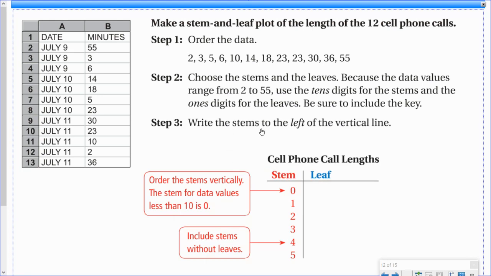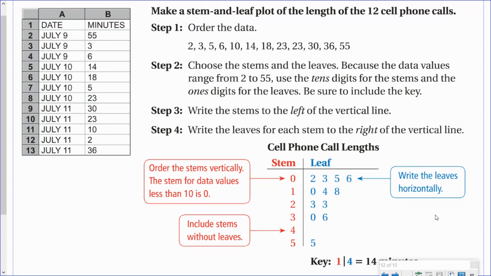So we would write our stems to the left of the line here. So I started with 0 all the way continuously up to 5. You cannot skip any of these numbers here. It has to be consecutive, or consecutive means in order. So as I order the stems vertically, the stem for data values that are less than 10 would go here with the 0. Be sure you include stems without leaves. So even though we don't have any minutes of phone calls that were in the 40 range, we still include that.